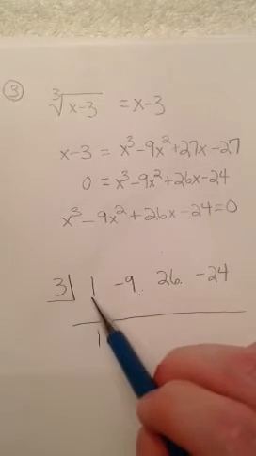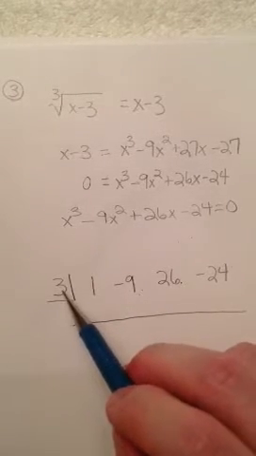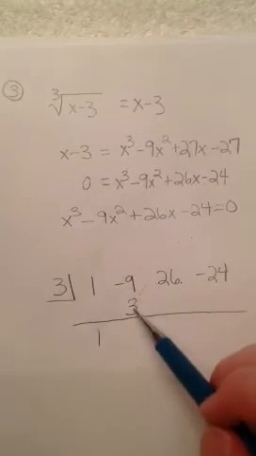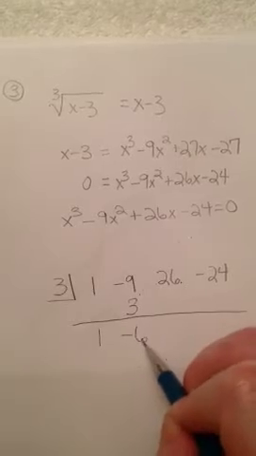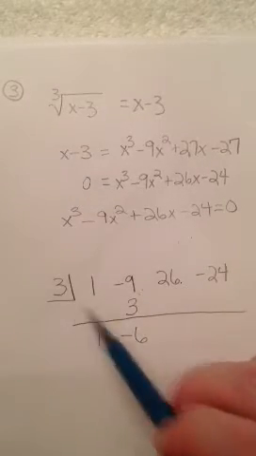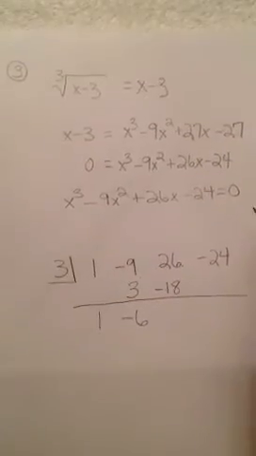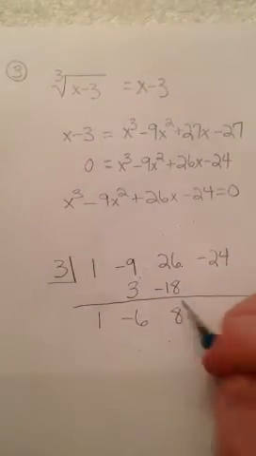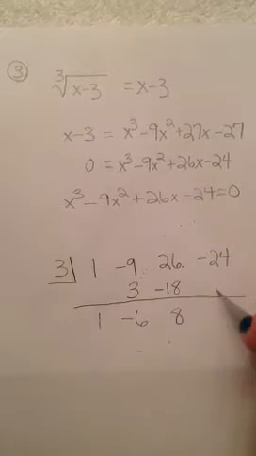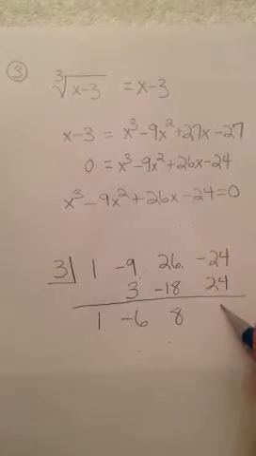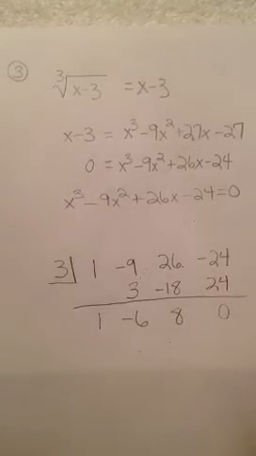Then we take the product of the zero. So we have 3 times 1 is 3. Negative 9 plus 3 is negative 6. 3 times negative 6 is negative 18. 26 minus 18 is 8. 3 times 8 is 24. Negative 24 plus 24 is 0, so there is a 0 remainder.